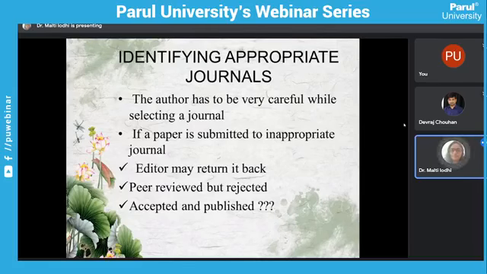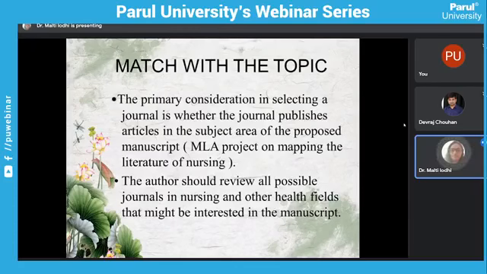If your topic or research findings are accepted and published, you have to check in which journals you publish, and whether it is exactly an indexed journal or not, according to your need. Then match with the topic. Whatever topic you have published, that should match with your topic or not. That is how you can check, and what you have to remember while you are publishing your findings.